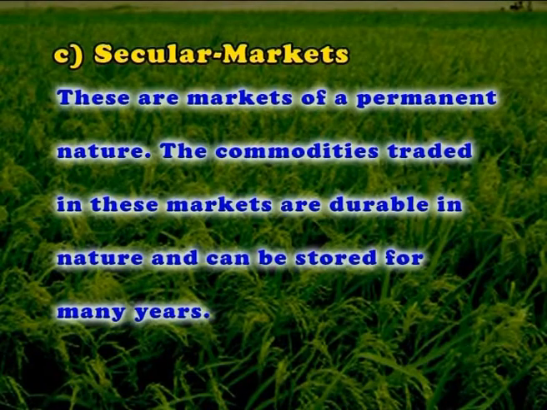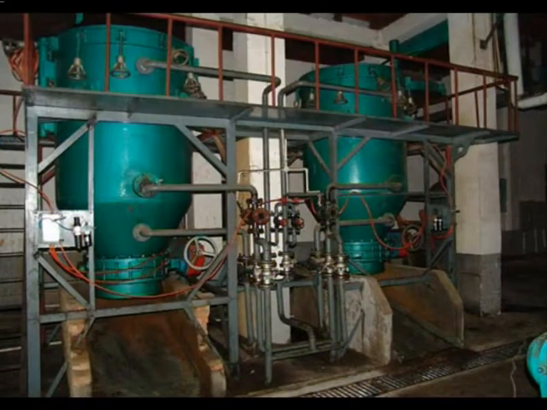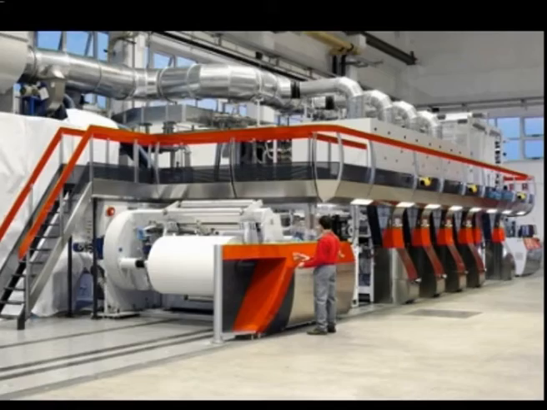Next is the secular markets. These are markets of a permanent nature. The commodities traded in these markets are durable in nature and can be stored for many years. Example is the market for machinery and manufactured goods.